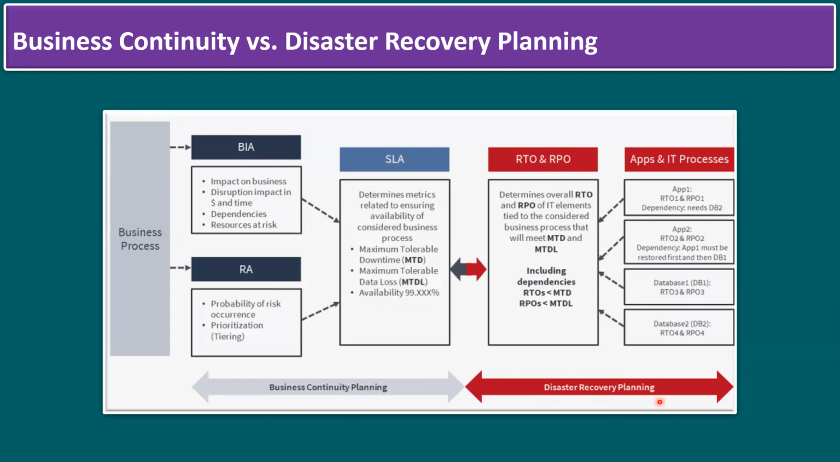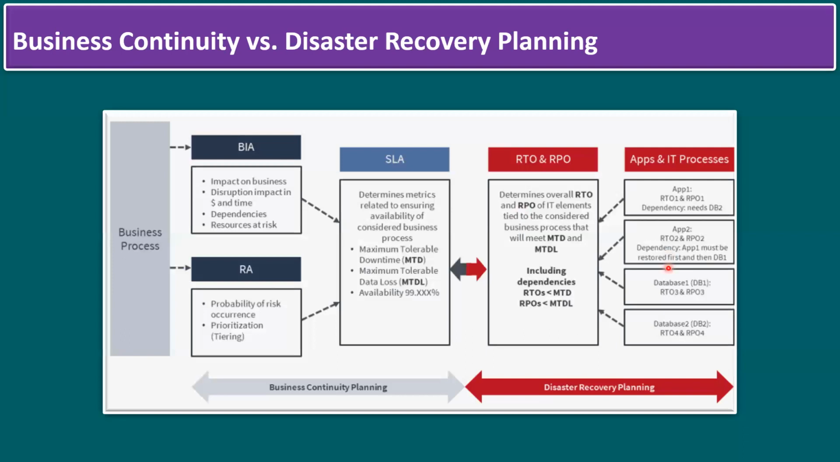When it comes to disaster recovery planning, we have different scenarios like recovery time objective and recovery point objective. But the main key point here is to consider business processes that will meet MTD, maximum tolerable downtime, and maximum tolerable data loss. So most of the time, the RTO, recovery time objective, is less than MTD, maximum tolerable downtime, and the recovery point objective is also less than maximum tolerable data loss.